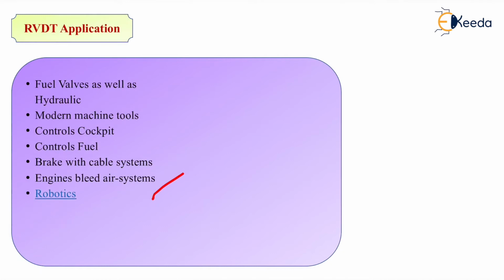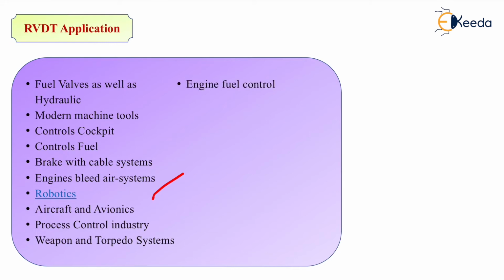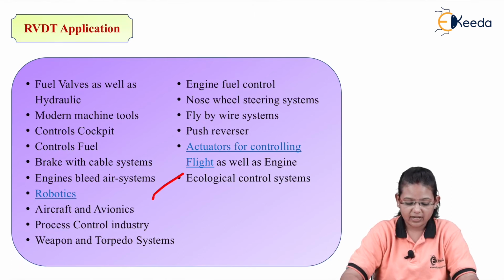The RVDT has a wide range of applications in robotics. These are used in process control industries. These are used in weapons and torpedo systems. So these are used in engine fuel control, nose wheel steering systems, fly-by-wire systems, and thrust reversers. This can be used in actuators for controlling the flight as well as the engines. The RVDT has a wide range of applications in ecological control systems.